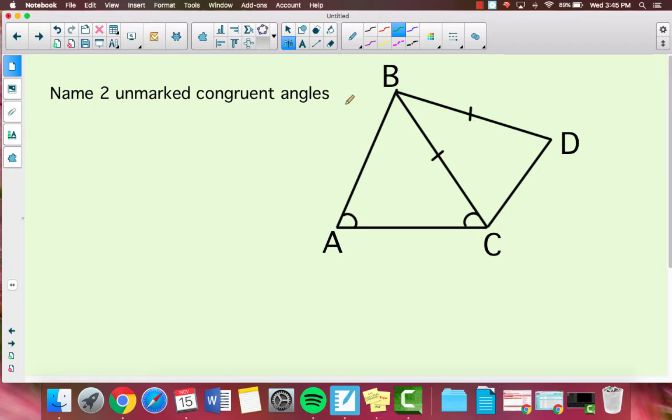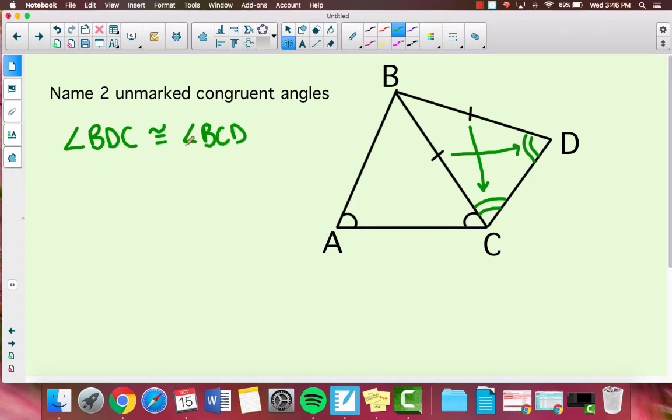Remember our isosceles triangle theorem said if I know two sides are the same, then their opposite angles would have to be the same. So that means that angle D would have to be congruent to angle BCD. I'm going to name these with three letters. So I'd say angle BDC. Remember, we name angles with 3 letters, and the vertex, the middle letter, has to be congruent to angle BCD.